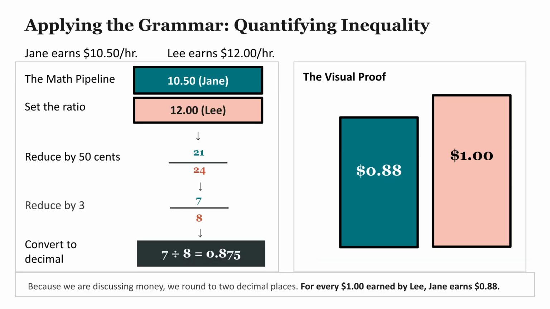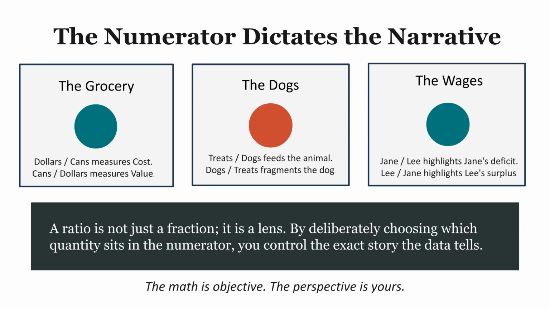Applying these rules, we can quantify inequality, such as comparing wages. By setting up the ratio and reducing it, we can determine exactly how much one person earns for every dollar earned by another. In conclusion, a ratio is not just a fraction, it is a lens.